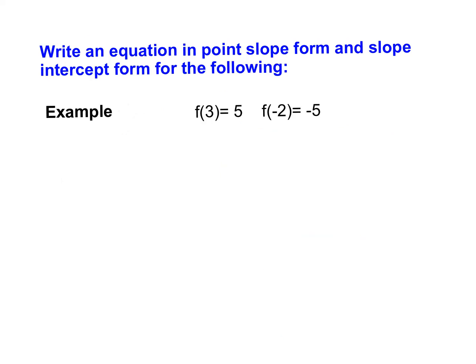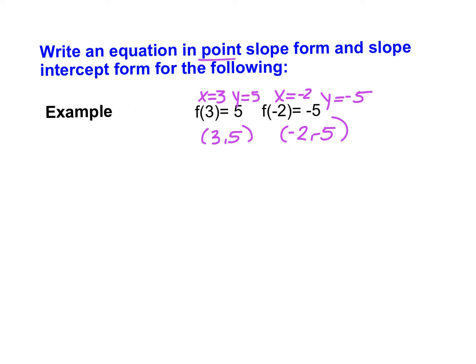And final example here. So this one might look a little weird, but this is known as function notation. And what this is saying is that when x is equal to 3, y is equal to 5. When x is equal to negative 2, y is equal to negative 5. So what we really have here are the points (3, 5) and the points (negative 2, negative 5).